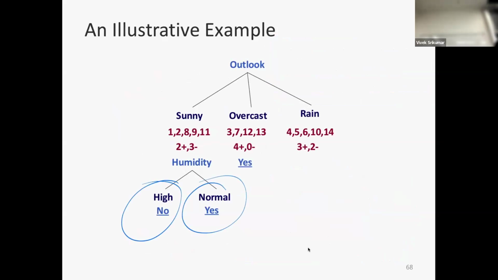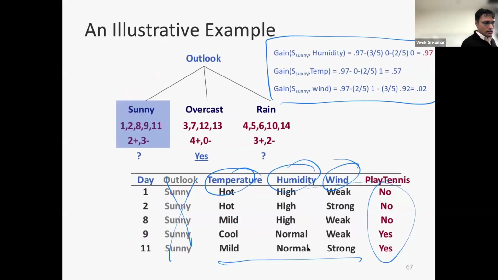Yeah. Going back a slide, they're using that 0.97. Isn't that the initial information? Yeah.